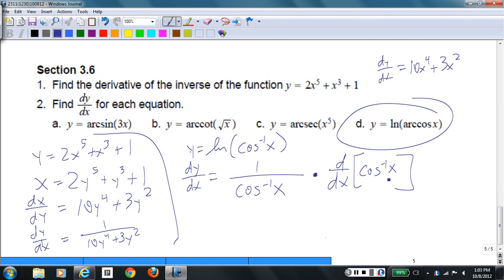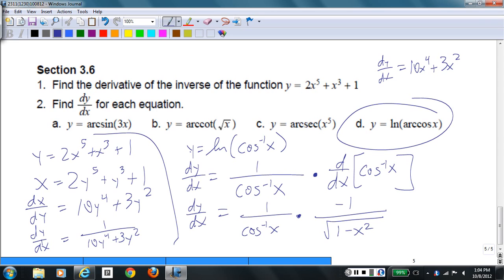Inverse cosine of x. So chain rule says multiply by the derivative of what's inside the parentheses. So dy/dx equals 1 over inverse cosine of x times, well, hopefully you've got it memorized. If I have it memorized, let's see. It's got a -1 in it because it has a co in it. So -1 over the square root of... square root of what? x squared. 1 minus x squared. There we go.